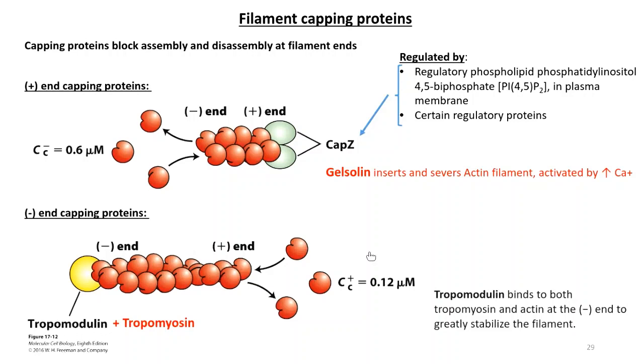In case of the negative end capping protein, we have tropomodulin. What tropomodulin does is it binds with the tropomyosin, and this assembly binds at the minus end, and it greatly stabilizes the filament because not much disassembly is happening here, but assembly at a very fast rate is going on in the plus end. That means this area will stop doing whatever it was doing at the minus end, but this area will keep on increasing in length.